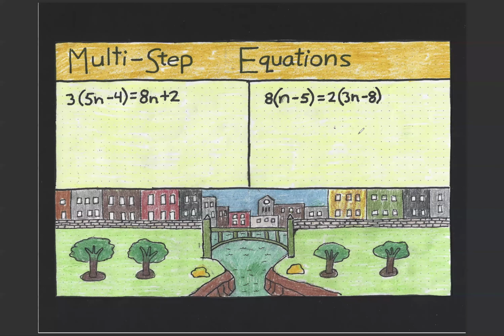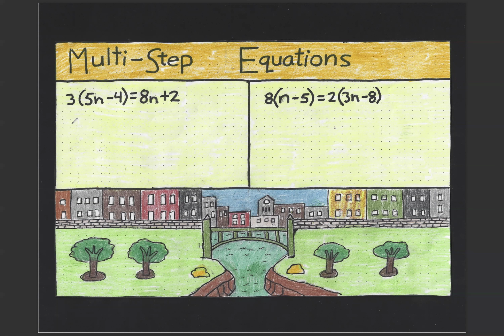Hello, everyone. We're going to continue our understanding of multi-step equations. These two multi-step equations are going to involve using distributive property and combining like terms. And these equations are 3 times the quantity of 5n minus 4 is equal to 8n plus 2, and 8 times the quantity of n minus 5 is equal to 2 times the quantity of 3n minus 8.